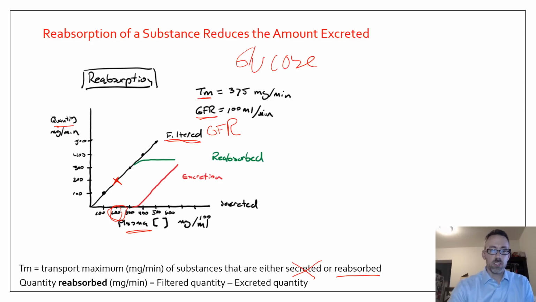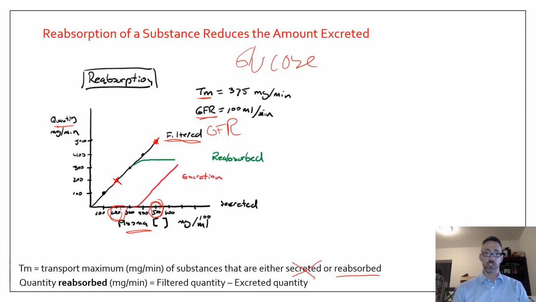What if, on the other hand, let's go to 500. So I'll circle this point here. If I had 500 milligrams per 100 ml, and again, if I want to calculate the filtered quantity, multiply that by my GFR, and because it's a linear relationship, I'm going to filter into the nephron 500 milligrams per minute. So now 500 milligrams every minute is entering the nephron. How much of that can I reabsorb? Well, I can only reabsorb 375 milligrams per minute of that.